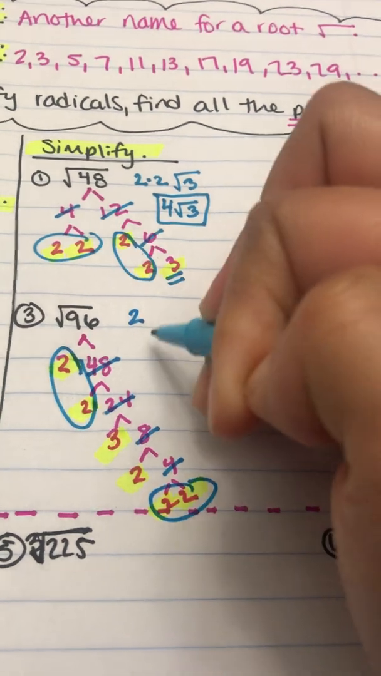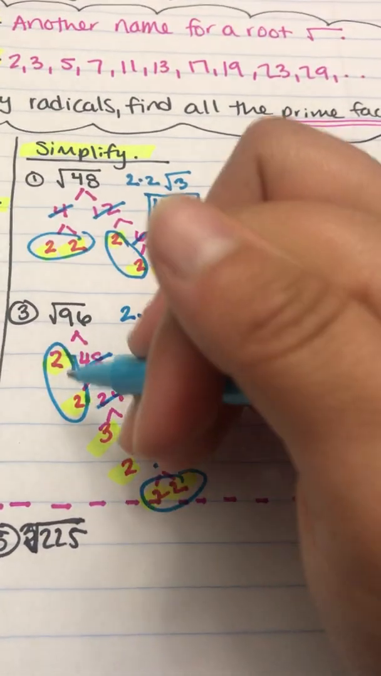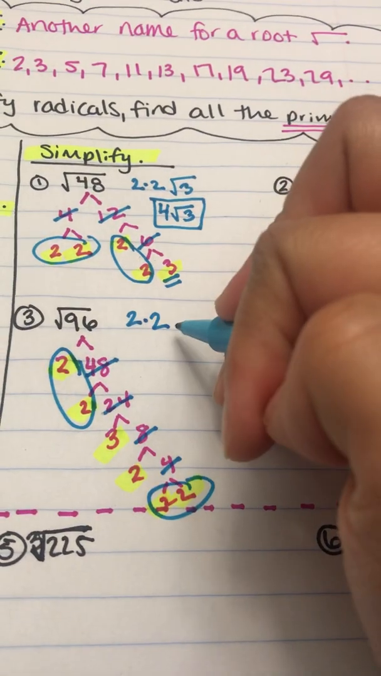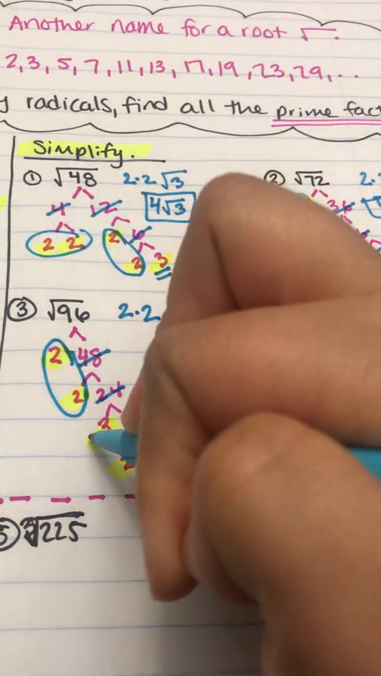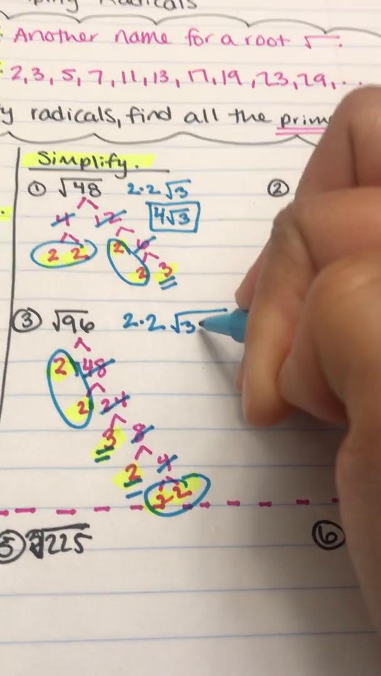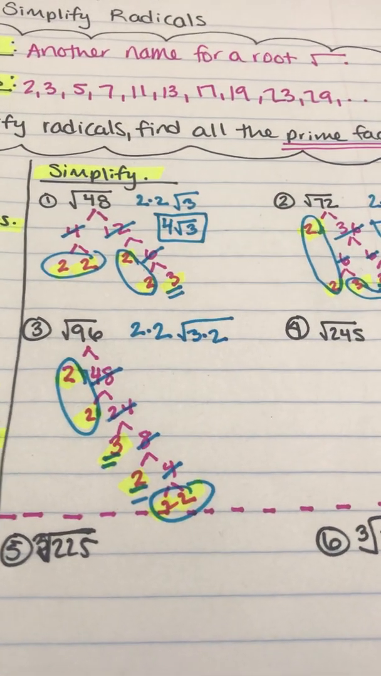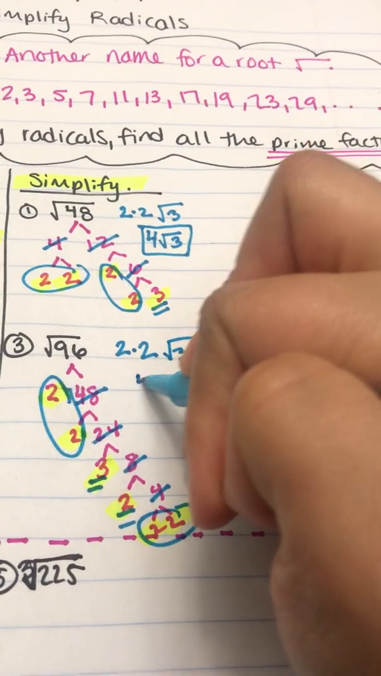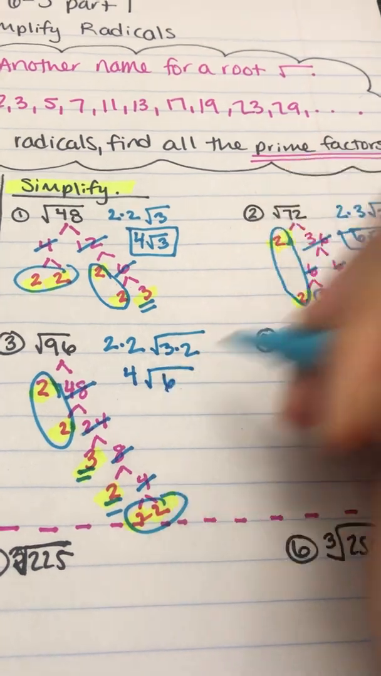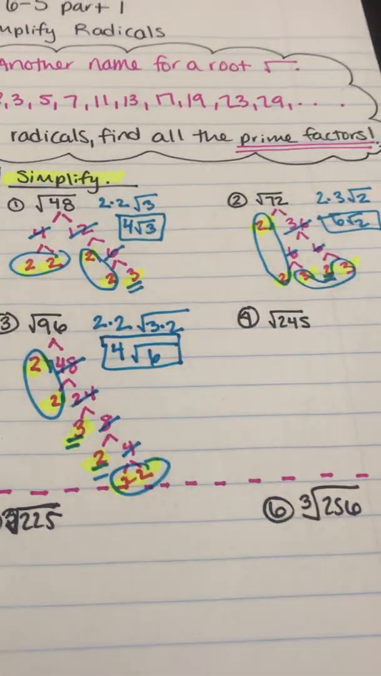Here I have another pair of 2's. This 3 doesn't have a partner or a pair to go with, so it's going to stay under the square root. And this 2 also doesn't have a partner to go with, so it also goes under the square root. Anytime there's more than one, you just multiply. So 2 times 2 is 4, and 3 times 2 is 6. So that would be our simplified answer.